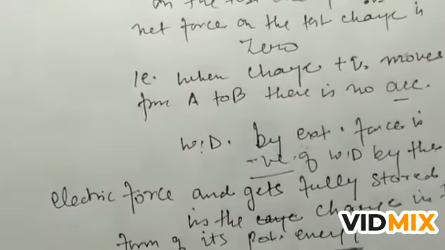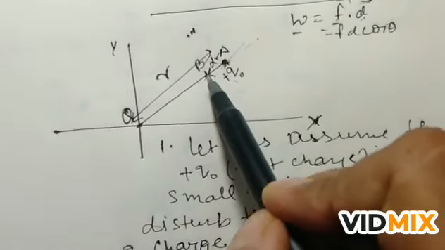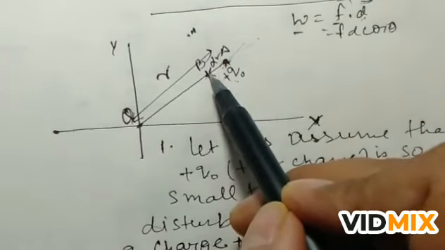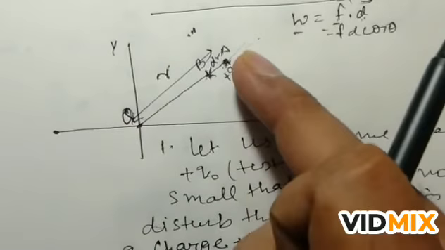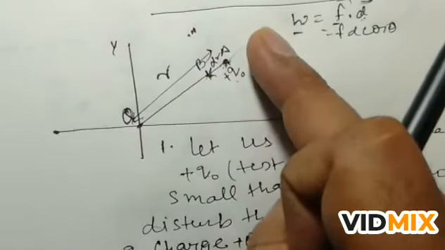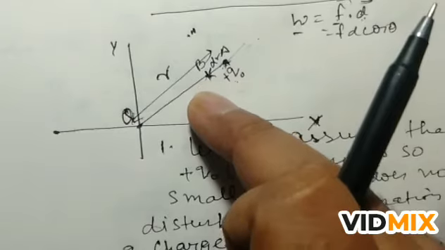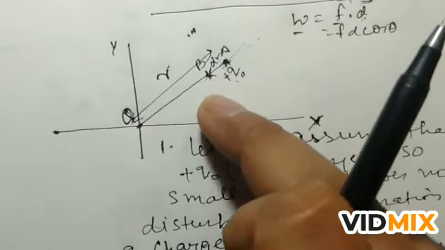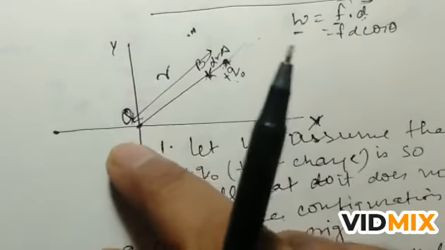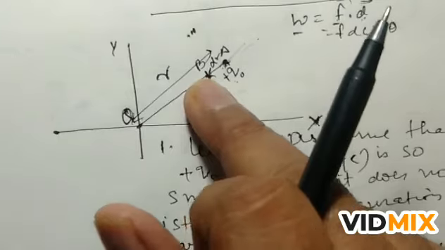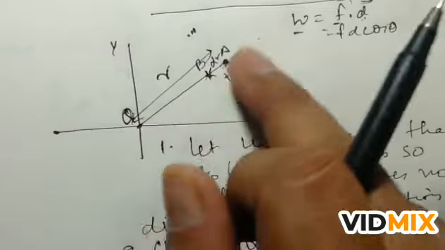So when the charge reaches B, the external force applied on this charge Q is removed. Suppose the charge is brought from A to B by applying some force, and when the charge reaches point B, that external force is removed. Now what happens? The electric force by this charge will act on this charge, and it is away from the source charge.